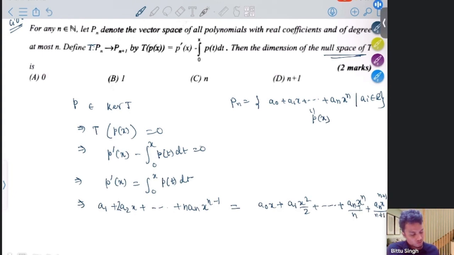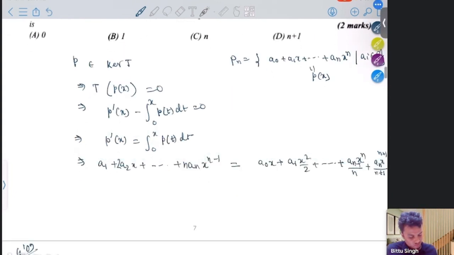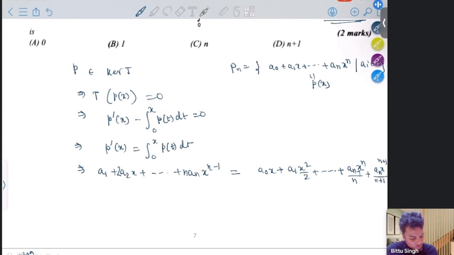Now comparing the coefficients: if we compare the coefficient of the constant term, the left hand side is a1, the right hand side is 0. Now comparing the coefficients of x, it is 2a2 on the left and a0 on the right hand side.